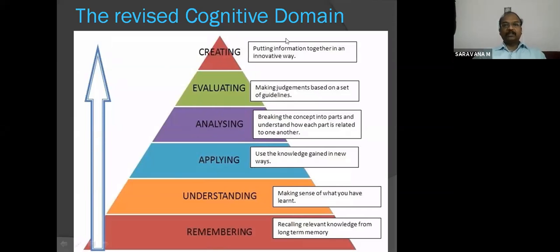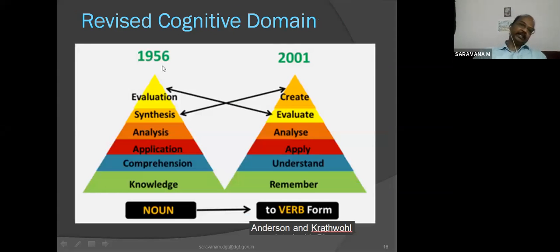And in the revised cognitive domain, you can see verbs. What is the difference from the noun? Initially the cognitive domain was listed with nouns, and the action word is the verb. Knowledge is not an action word or verb, but remember is a verb. You know the difference between a noun and a verb.